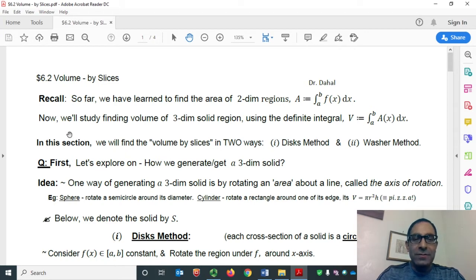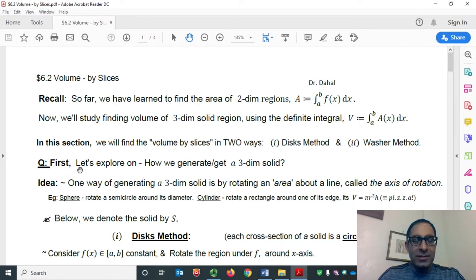Now we'll study finding the volume of a three-dimensional solid region using definite integrals, where the formula is V equals the definite integral of area functions from a to b. So here we are integrating area functions. In the previous formula we were integrating the height. In these sections we will find the volume by slices in two ways: the disk method and the washer method.